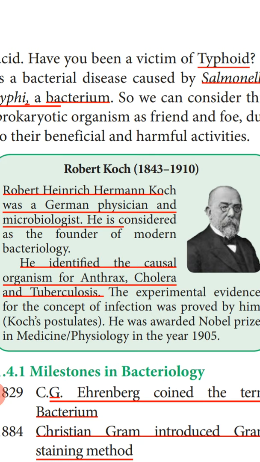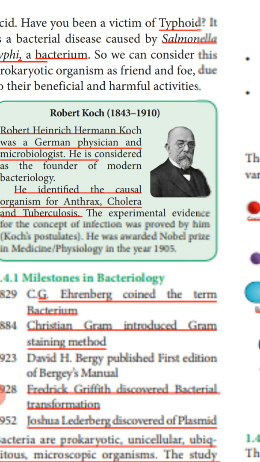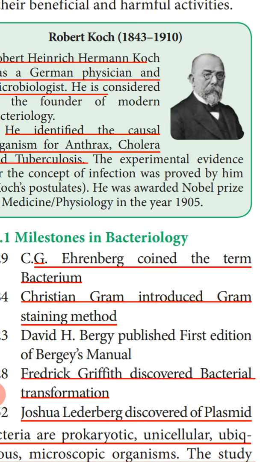Let's see the milestones in bacteriology. In the year 1829, Ehrenberg coined the term bacterium. Before that, although Anton von Leeuwenhoek discovered the bacterium, he called it animalcules. So Ehrenberg was the first person to give the term bacterium. Next, Christian Gram introduced the Gram staining method. To classify bacteria, a staining method was discovered by Christian Gram, and it is called the Gram staining method.